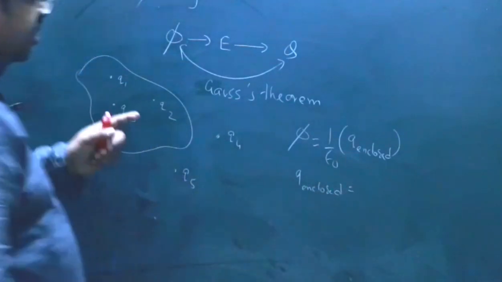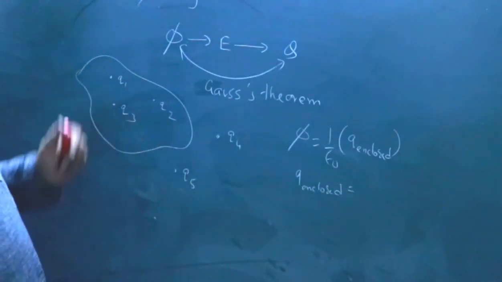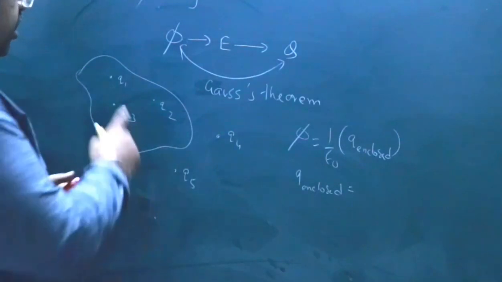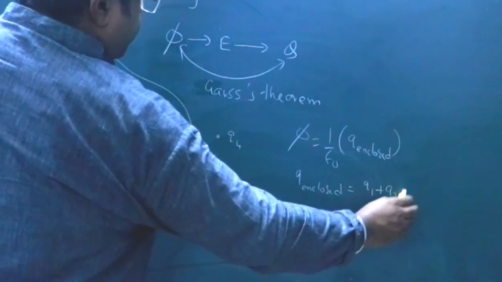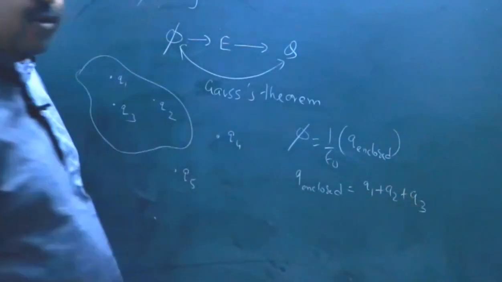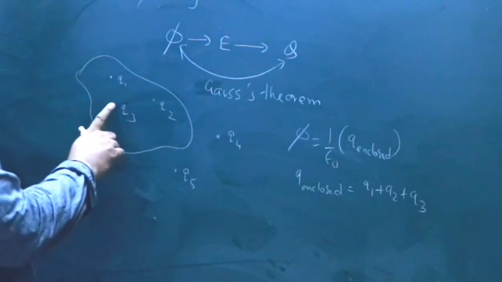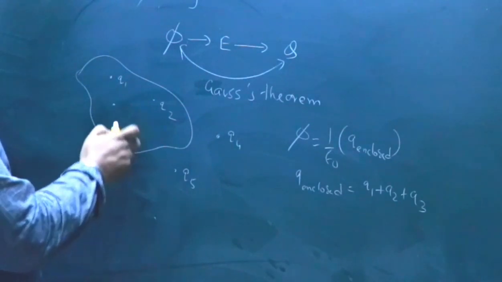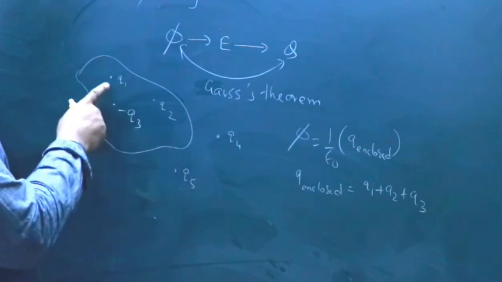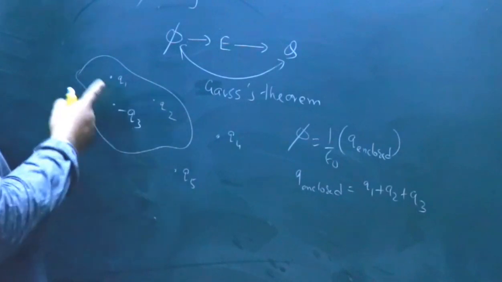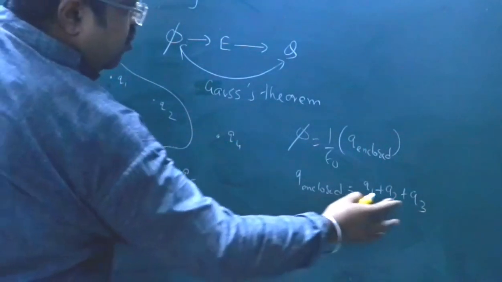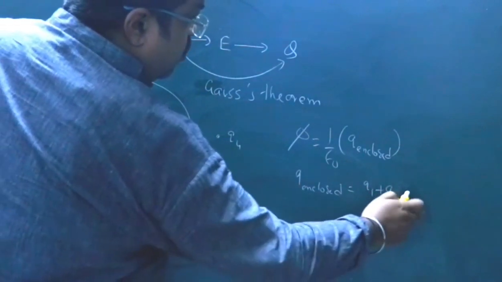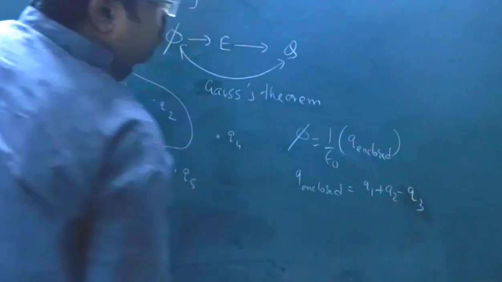In this case, charge is a scalar quantity, so simply you have to add, taking into account the sign. Here all the charges are positive, so q enclosed will be q1 plus q2 plus q3. Now suppose this q3 has a negative sign, so we have q1, q2 and minus q3 inside the surface, and q4 and q5 are outside. In that case, q enclosed will be q1 plus q2 minus q3.